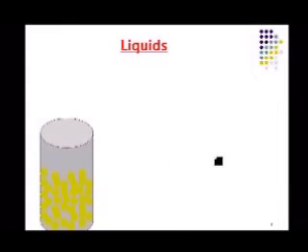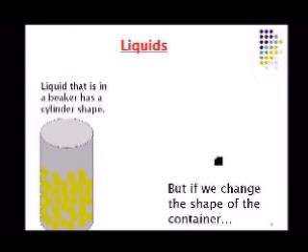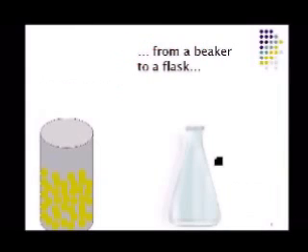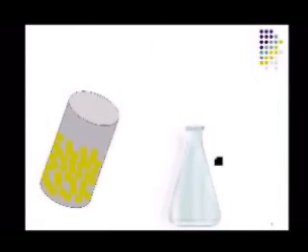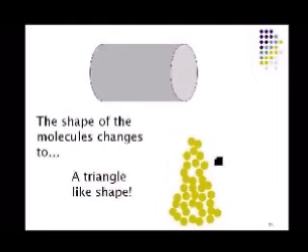But let's consider liquids. These liquid molecules inside the beaker have a cylinder shape. But if we pour that beaker into a flask, well, the shape of the liquid changes. We now have a triangle shape. We still have the same number of molecules. We have the same amount. They're taking up the same amount of space. It's just a different shape. This is why we would say liquids would have a variable shape, but a definite volume.